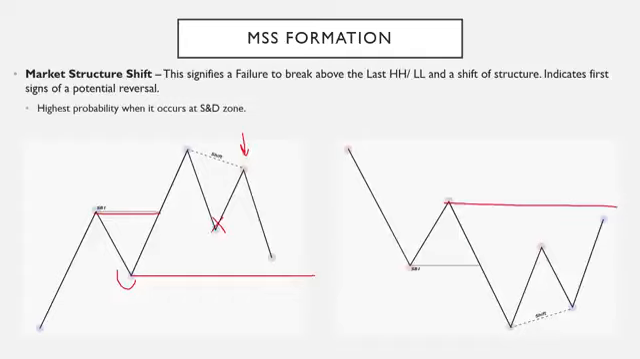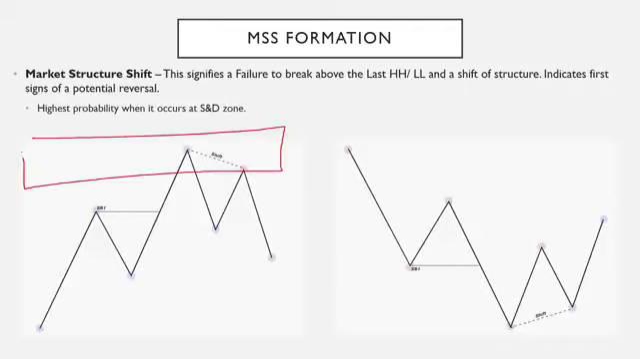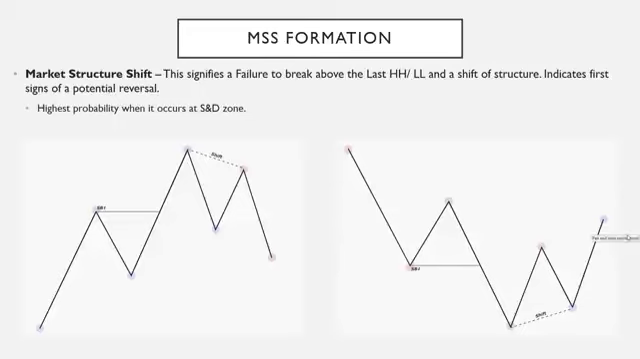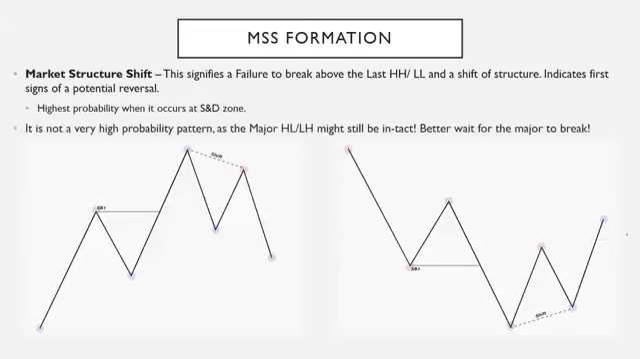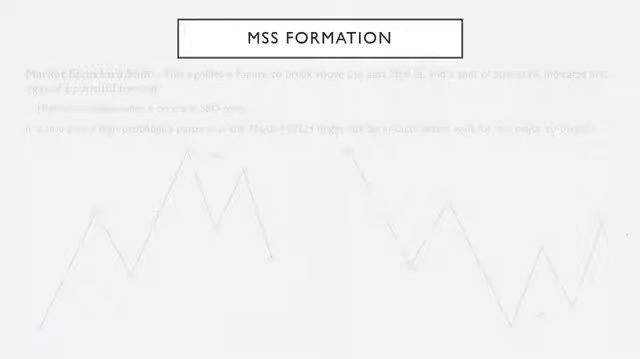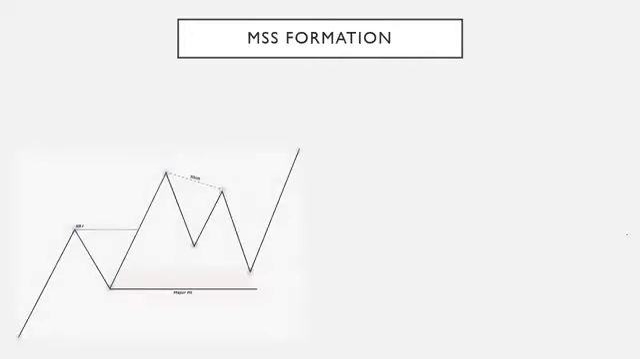Okay, this is not structure yet. A structure is formed if it breaks the high. Okay, so MSS, market structure shift, shows us that there is a potential sign of reversal. If this occurs in a high probability supply and demand zone on the left, then you could know that potentially the market can reverse. However, it's not very high probability, right? Because as I told you, the major higher low and lower high are still intact, and this is what usually happens.